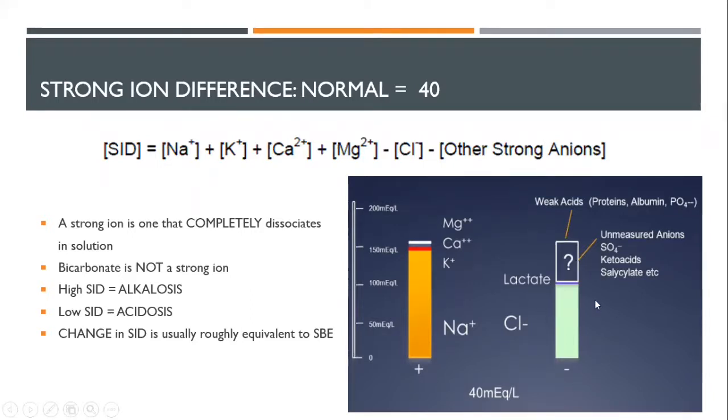So you're going to have a low strong ion difference. It's going to be less than 40, and you're going to have an acidosis. And usually when you look at your change in your strong ion difference, it's roughly equivalent to about your standard base excess. So if your strong ion difference is 34, it's changed by 6 points, then your standard base excess, that'll be an acidosis because it's a low strong ion difference. Then you expect your base excess to be about -6 points.